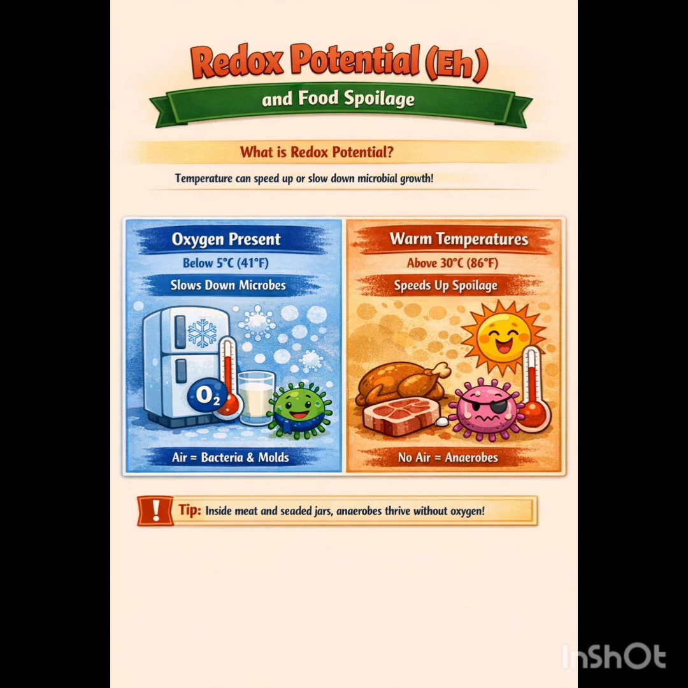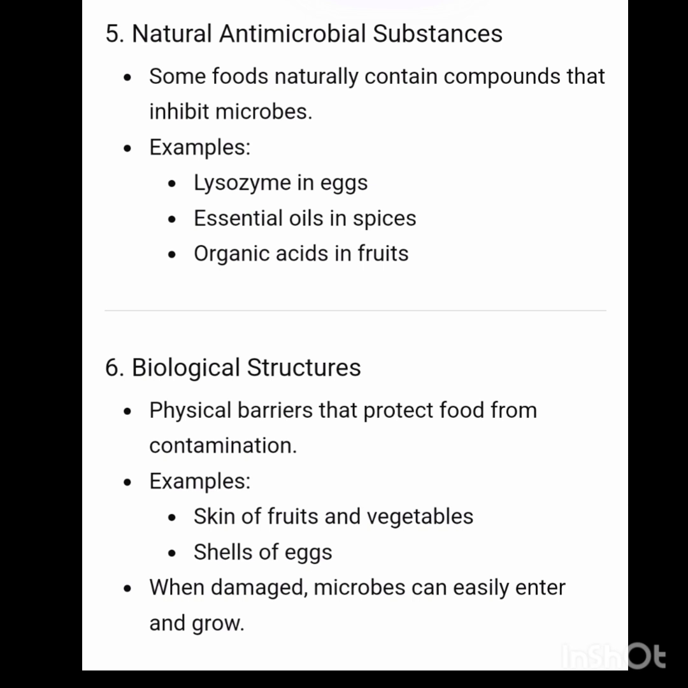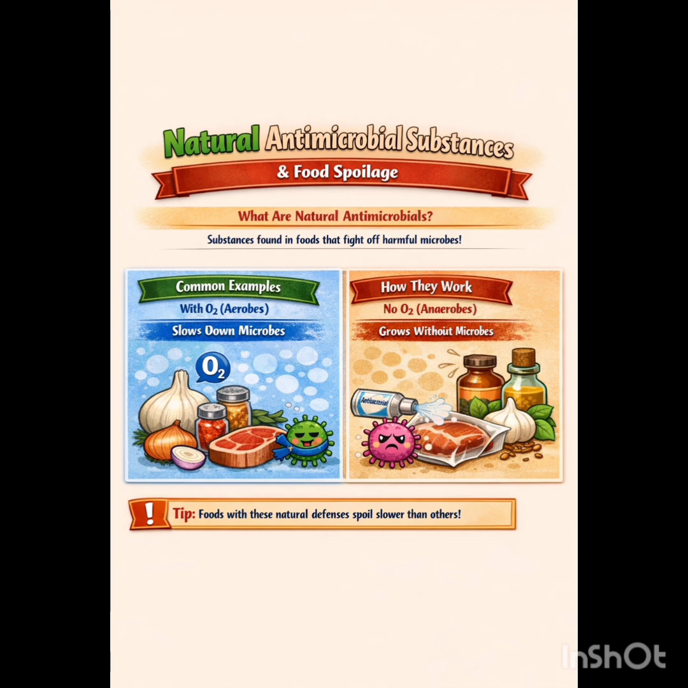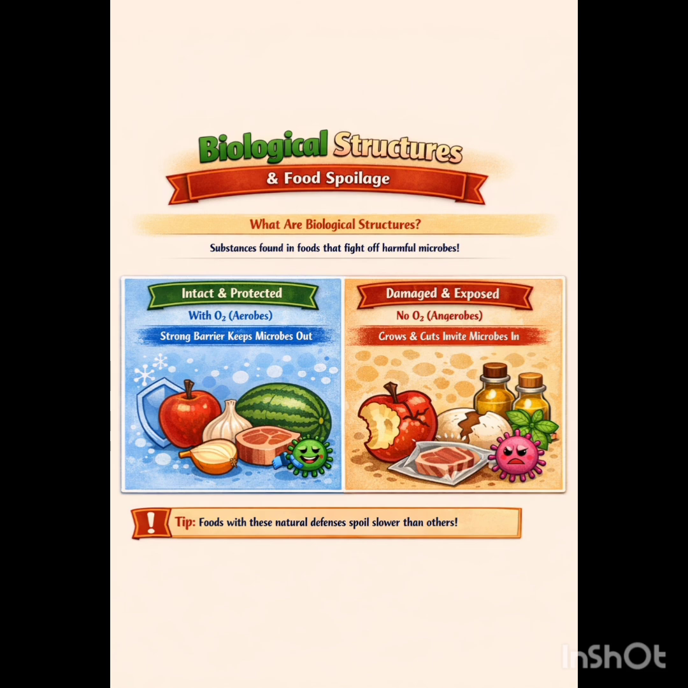So another important factor is nutrient content, which plays a very vital role. Microorganisms need food just like we do. Foods rich in proteins, carbohydrates, vitamins, and minerals, such as meat, eggs, and milk, are excellent sources of nutrients. So, microbes grow very quickly in them.